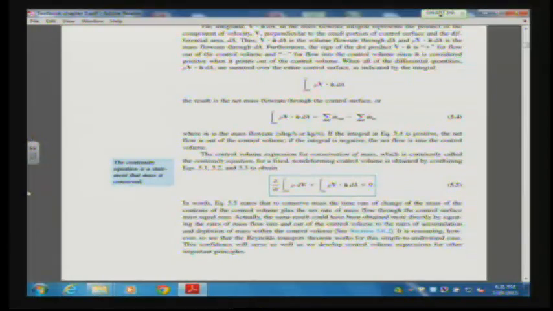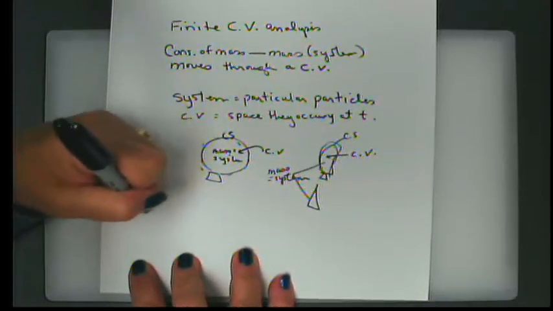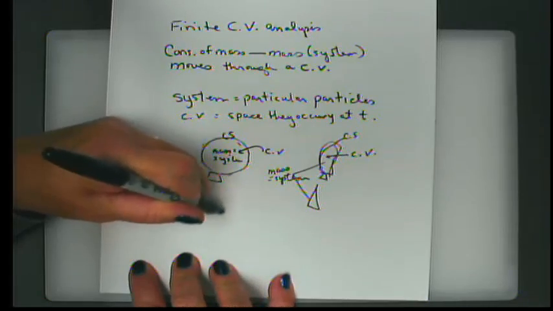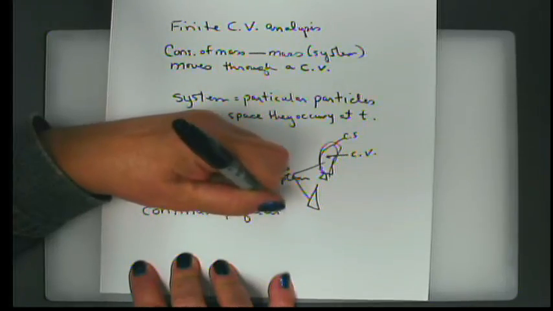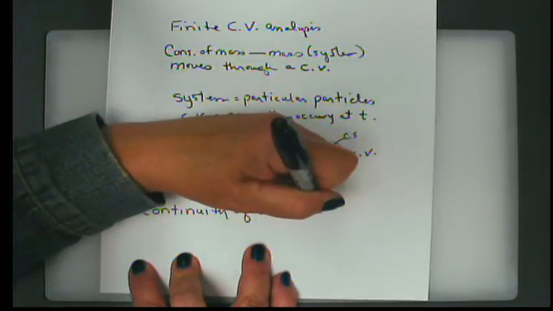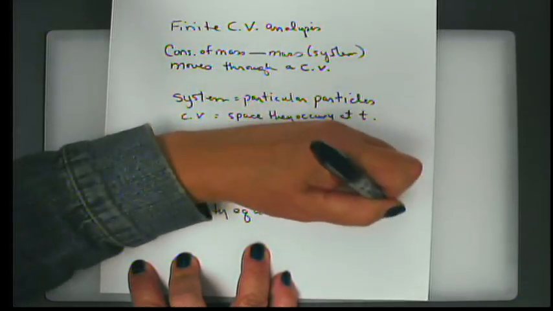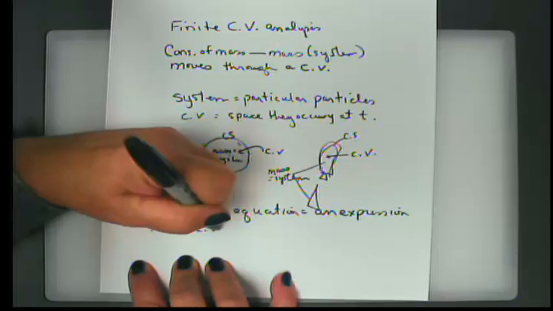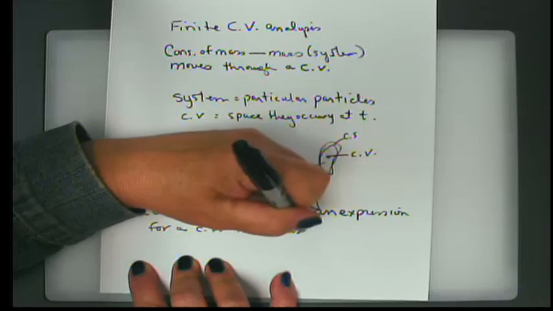So I'm just going to put this up on the document cam. And basically we're going to say the continuity equation is an expression for a control volume that mass is conserved.